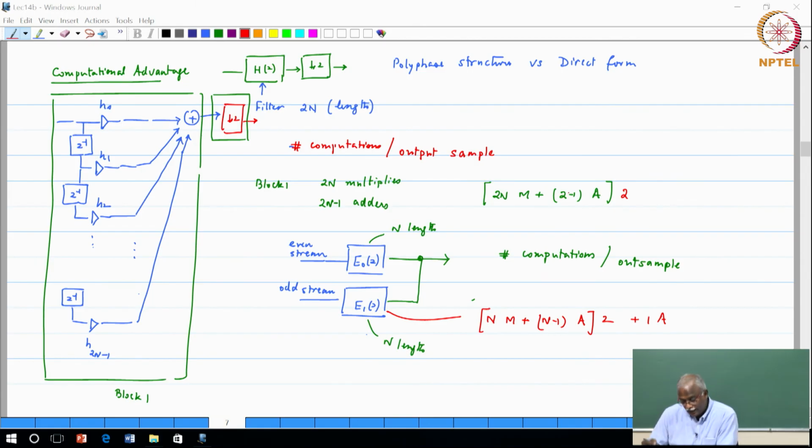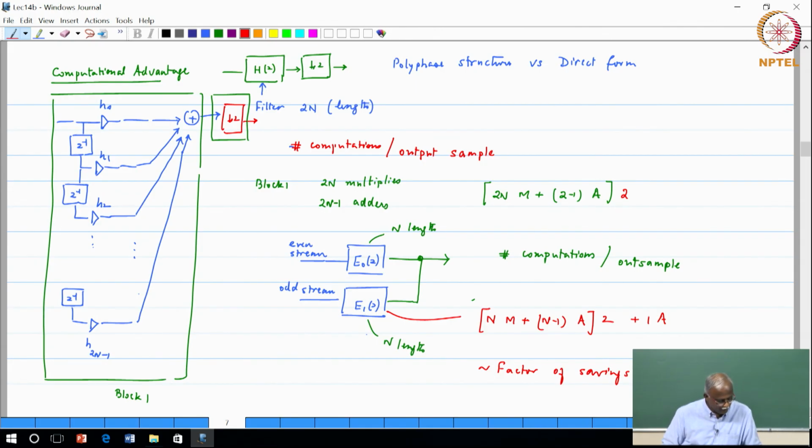This is the computation per output sample, and if you compare the two, you will see that there is roughly a factor of 2 savings. Now, if you are doing this for downsampling by a factor of m, this would become a savings of m. And of course, you can show that the same is true when you are doing the upsampling as well. So, the advantages of the polyphase implementation come through very strongly once you are in the domain of hardware implementations.